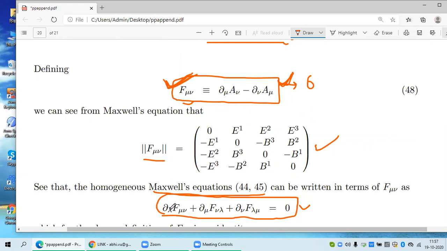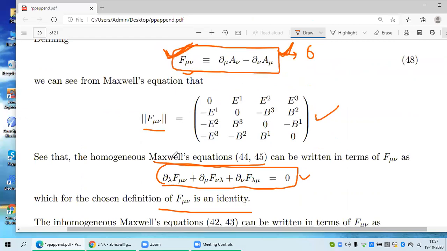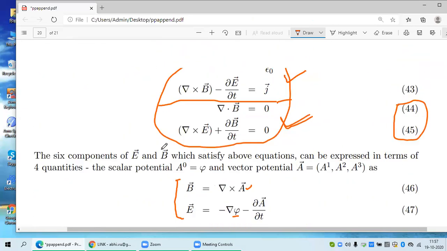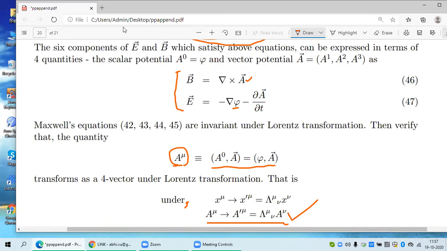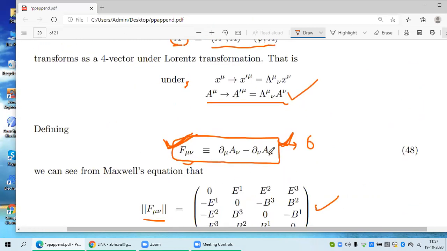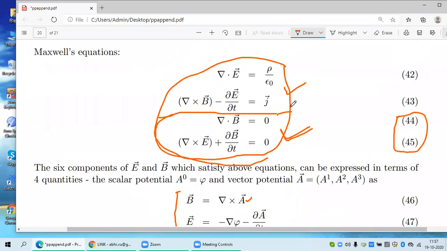That means all the information content of this identity is already contained in this. And since this form is the closed form of this homogeneous Maxwell's equation, that means these homogeneous Maxwell's equations are being taken care of by defining F mu nu by this. The only thing is that we now have to express these inhomogeneous equations in terms of A mu or F mu nu, whatever you call it.